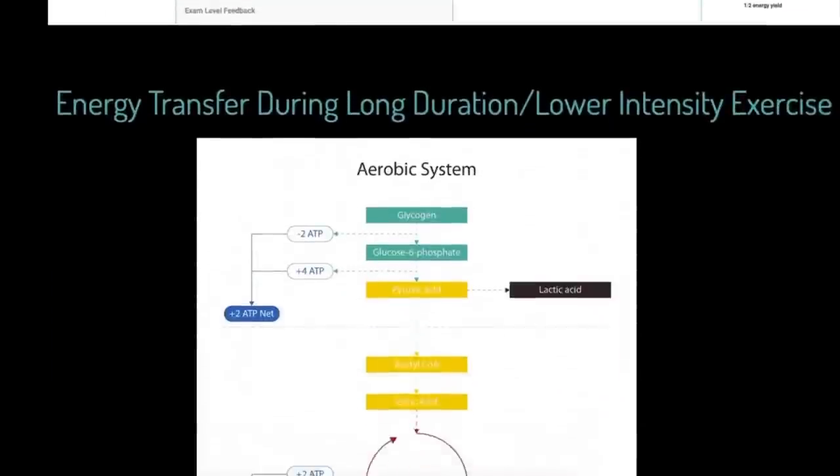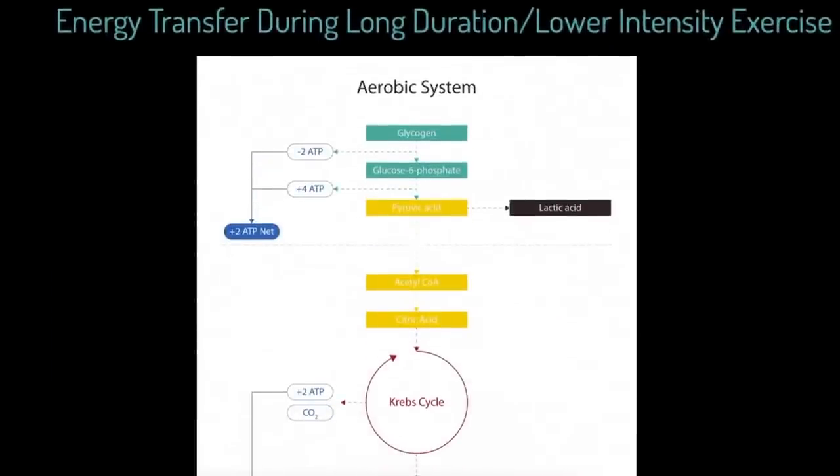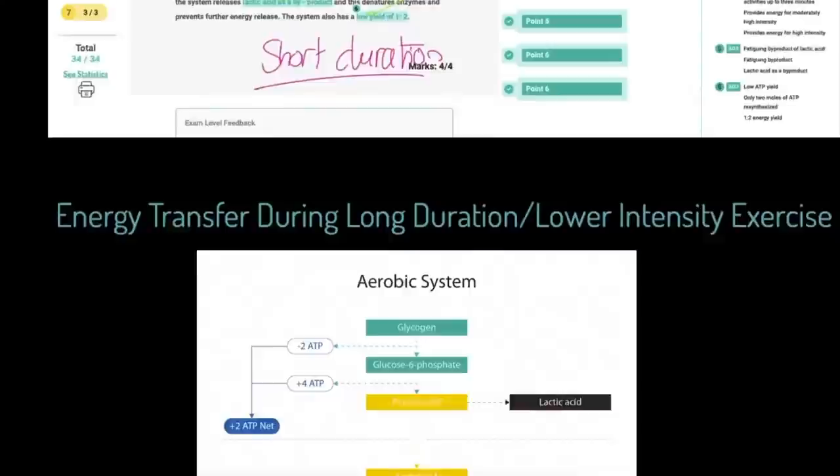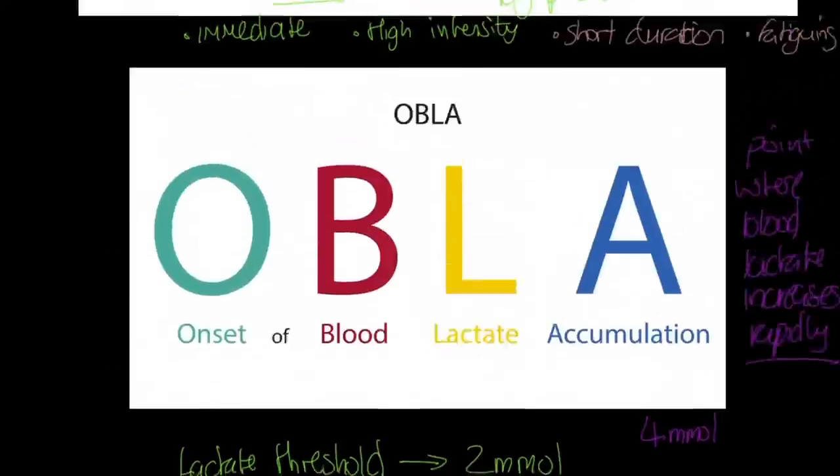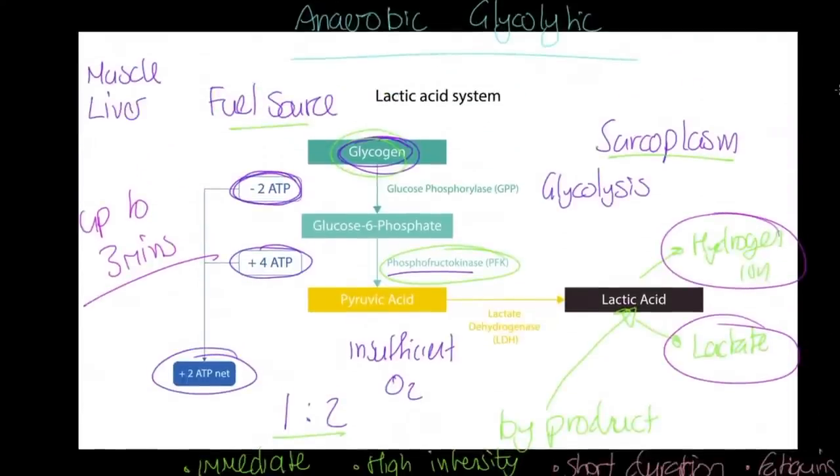Now, let's take things a little bit further. Yes, we are doing all three energy systems in one big blast, but we've now got energy transfer during long duration, low intensity. And by the way, folks, sorry, before I do that, I should have stressed, for our glycolytic system, a good example, obviously we talked about for the PC system, the javelin, the sprint, etc. For our glycolytic system, think about things such as a 400 meter race.